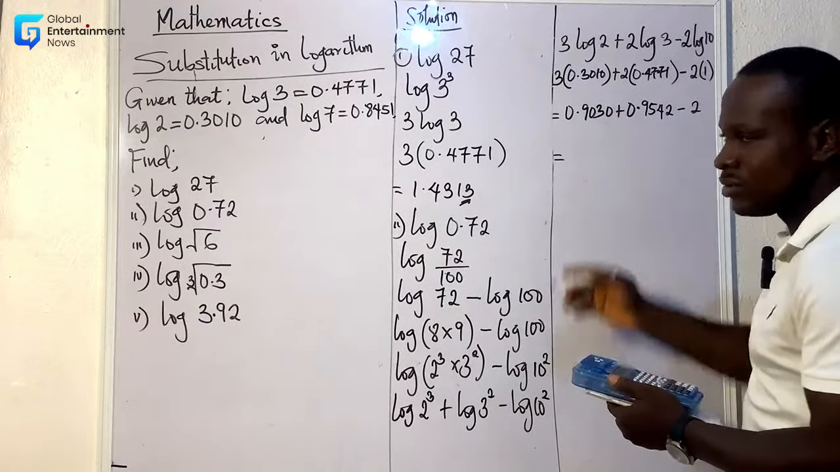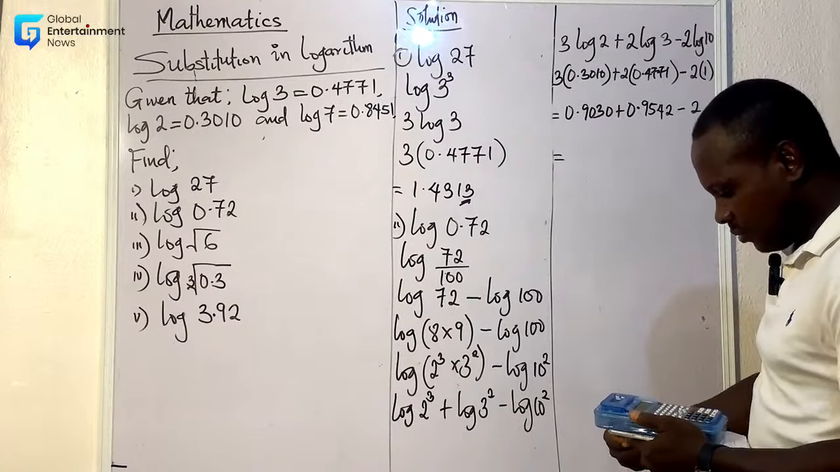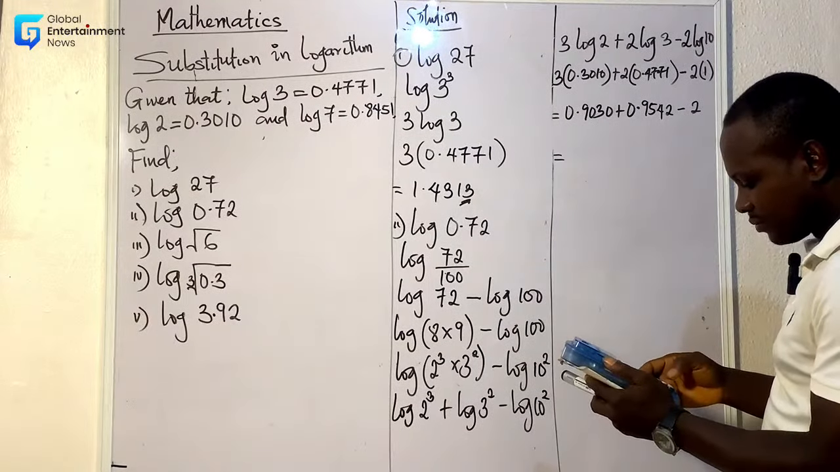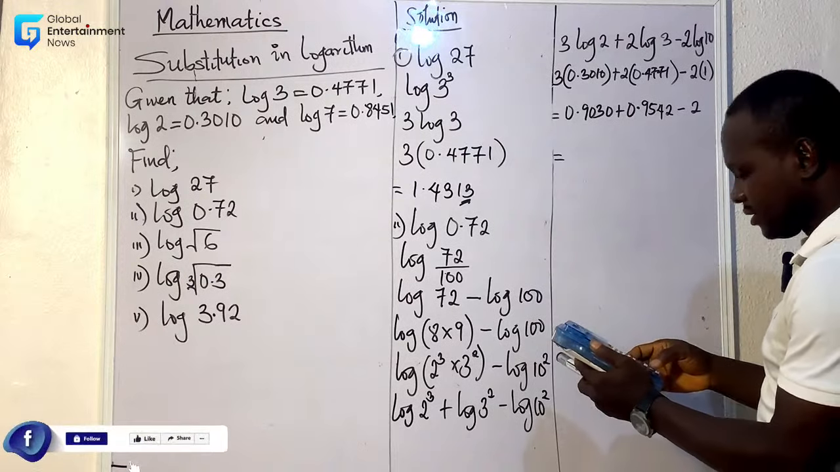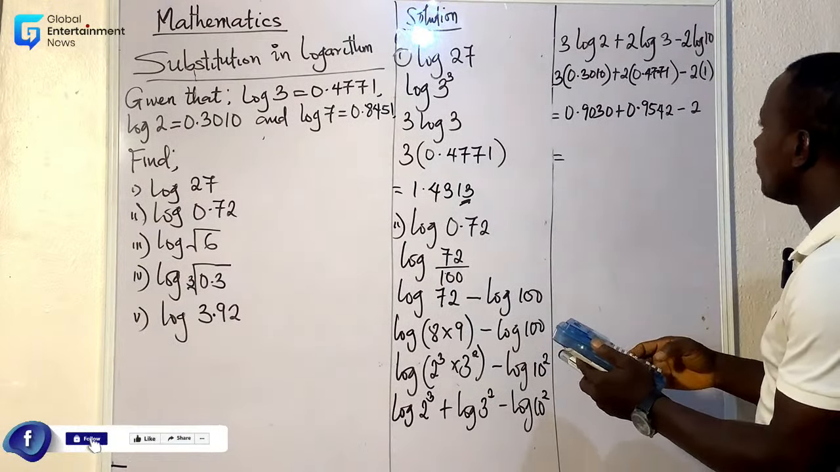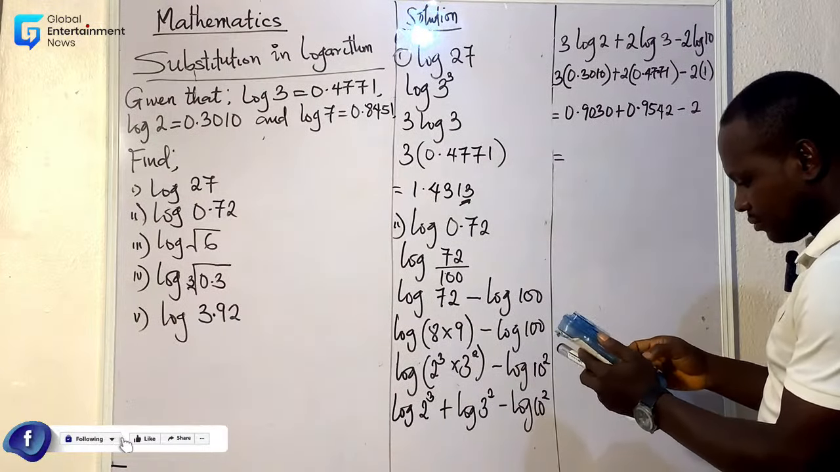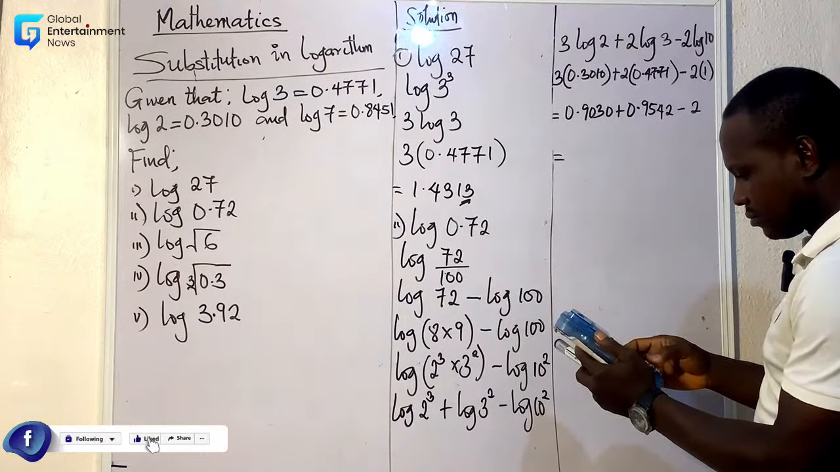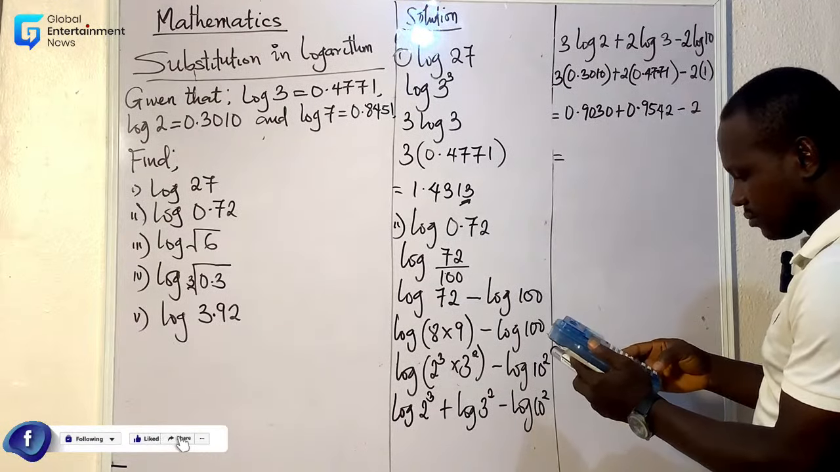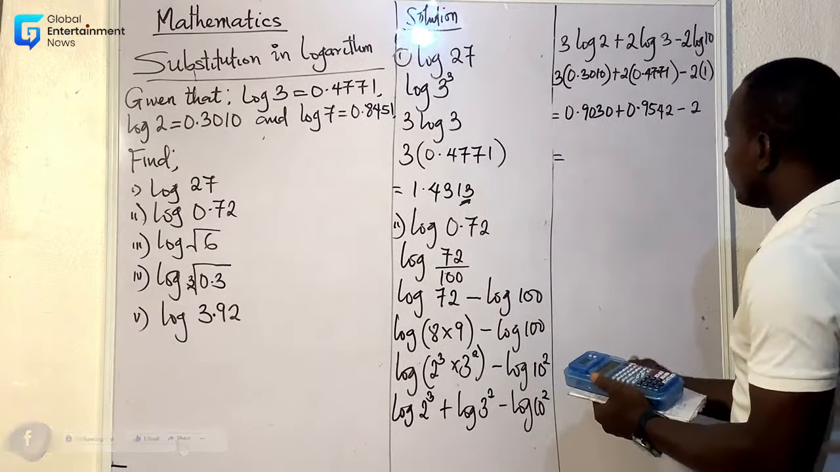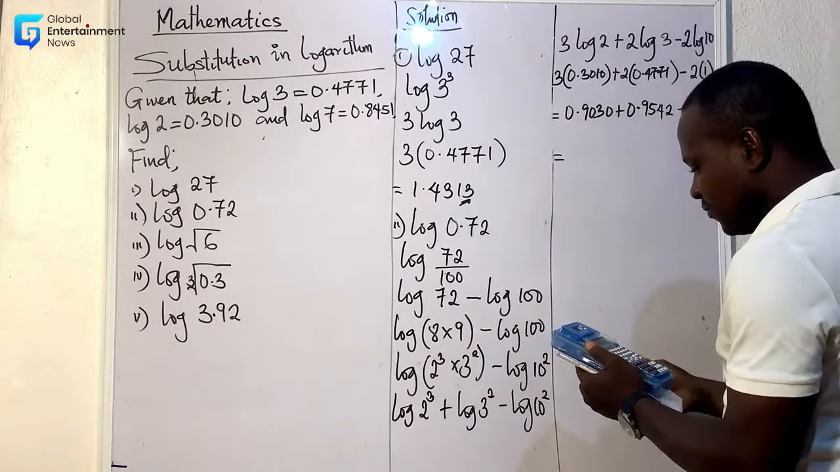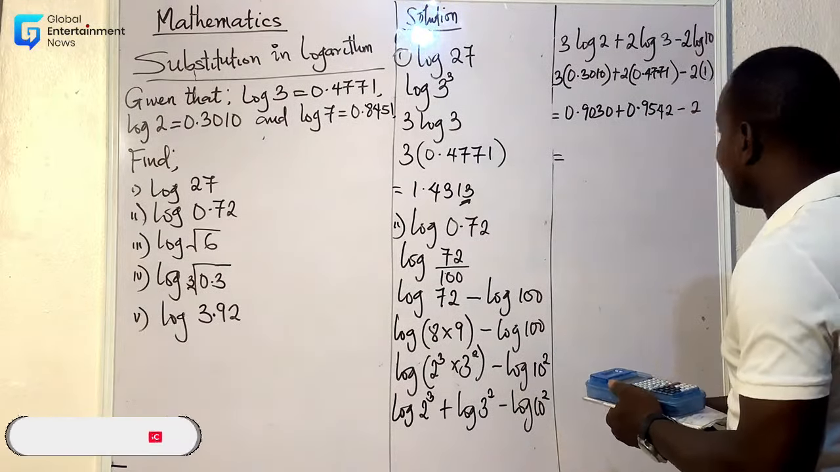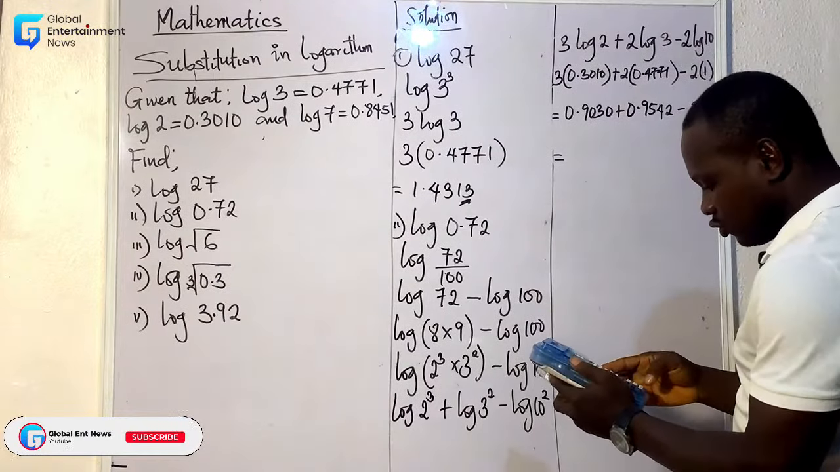Now what do we do now? Let's sum this one together. Let's sum it up. What we have here, 0.9030 plus 0.9542 gives us 1.8572. 1.8572 minus 2.